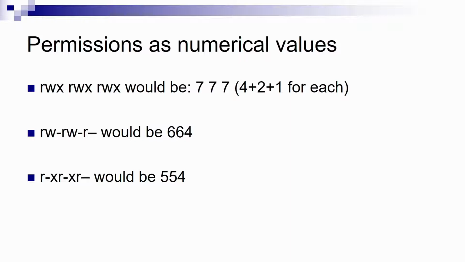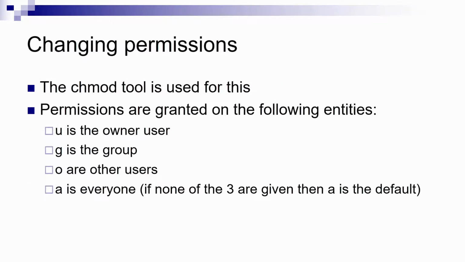In the second example, you see that there is no X permission, and also the other users don't have the write permission. This means the first 2 will have 4 plus 2, which is 6, and the last one will only have 4. And for the last row, you can deduce yourself why it's 554.